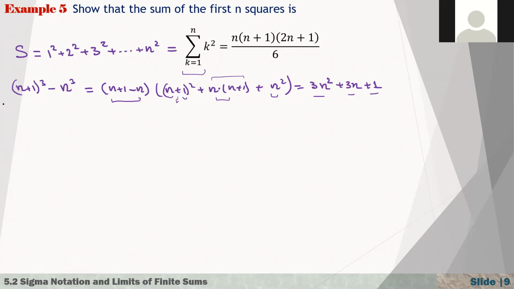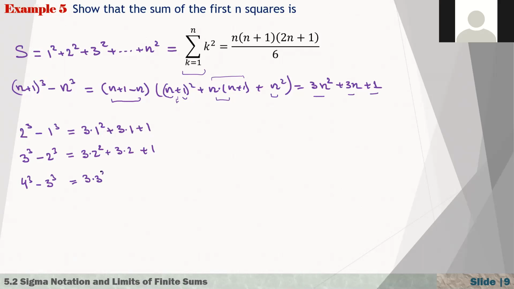Using this idea, if we take n equal to 1, then 2 cubed minus 1 cubed is equal to 3 times 1 squared plus 3 times 1 plus 1. How about 3 cubed minus 2 cubed? Here n is 2, so that is 3 times 2 squared plus 3 times 2 plus 1. One more, 4 cubed minus 3 cubed is equal to 3 times 3 squared plus 3 times 3 plus 1.